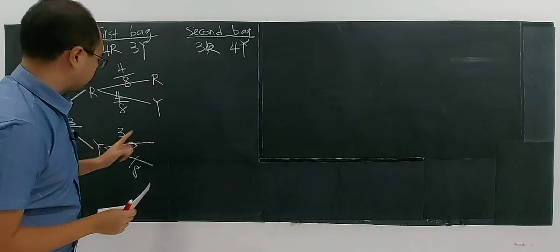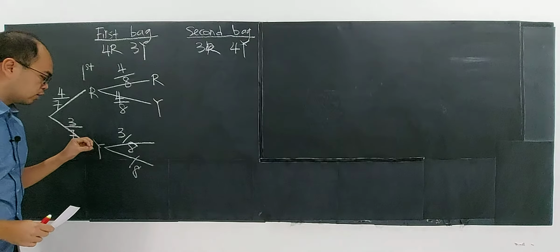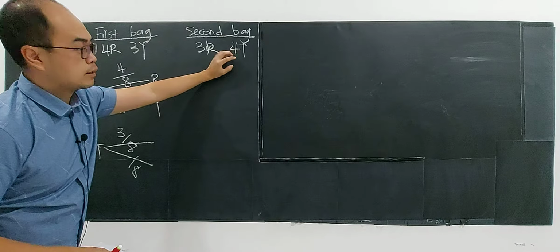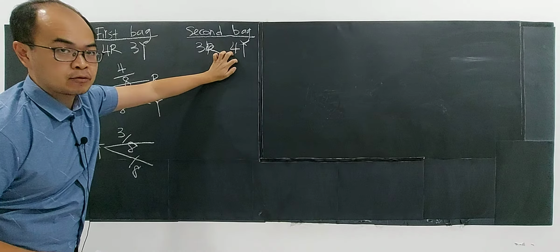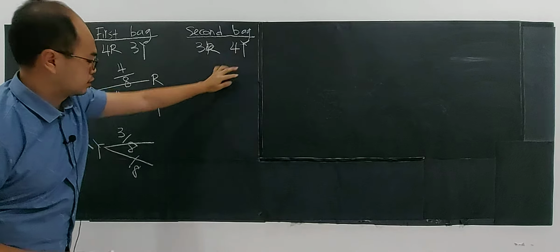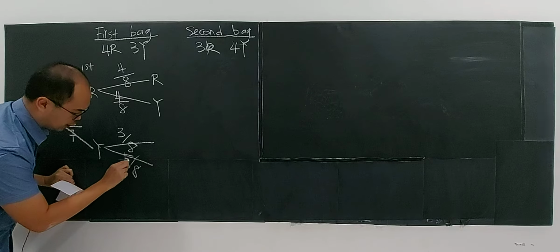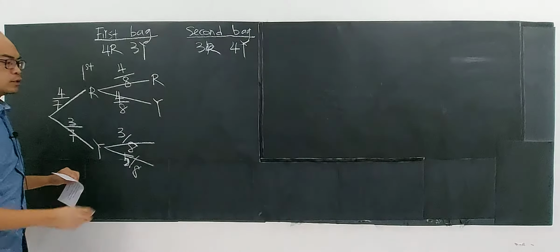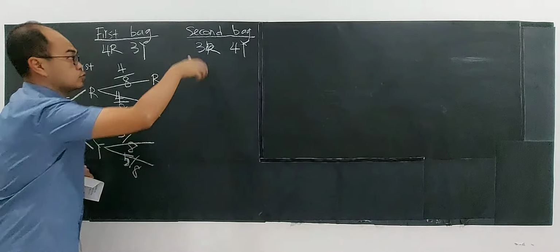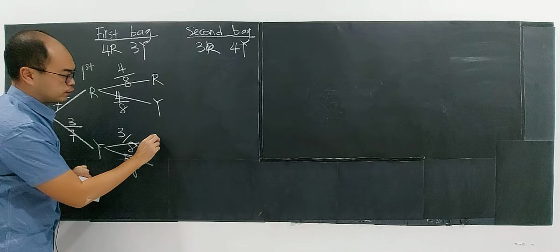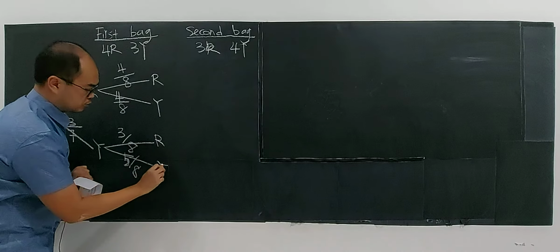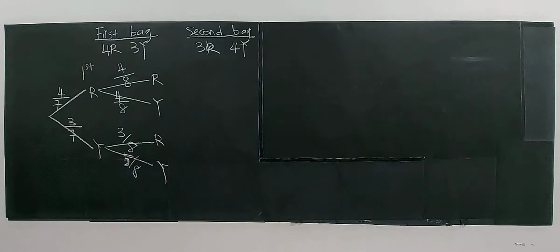It's 3 because the first draw is yellow, and the yellow ball is put into the second bag. Now the second bag has 5 yellow. So that's 5 over 8 yellow and 3 over 8 red. If you draw from the second bag, it will be red or yellow. Okay, this is the second draw.